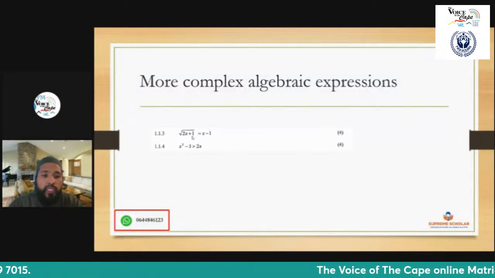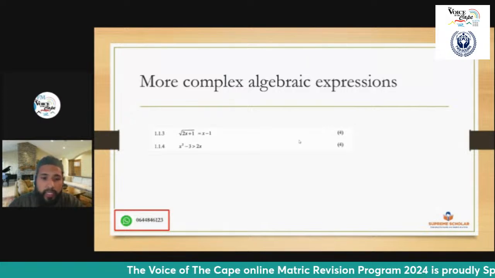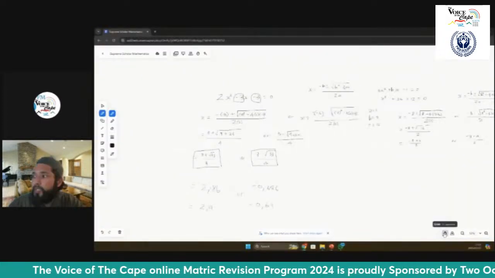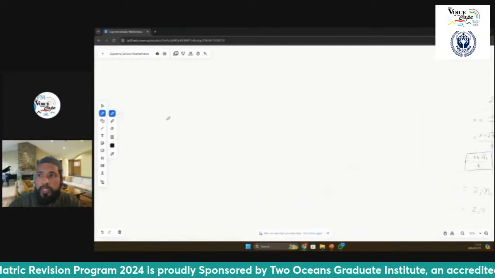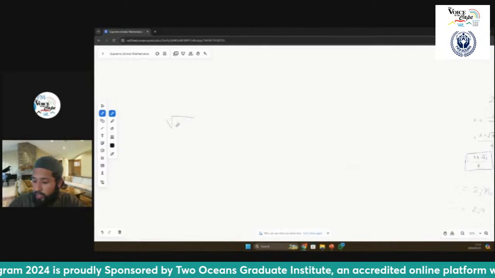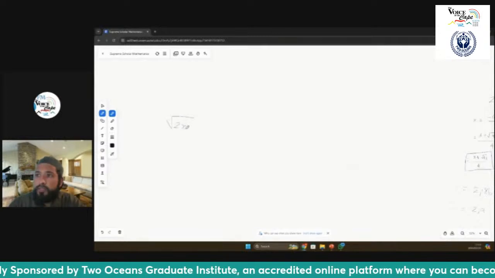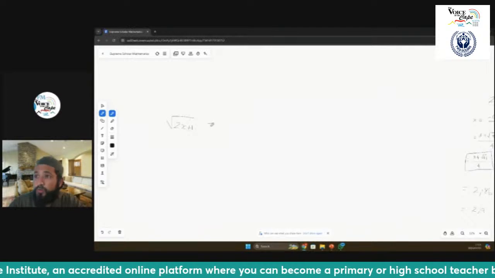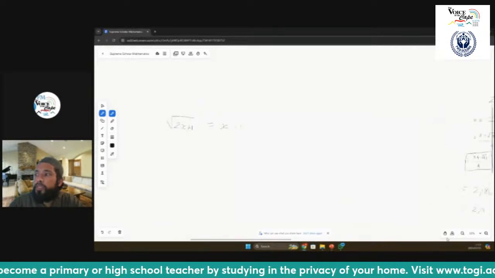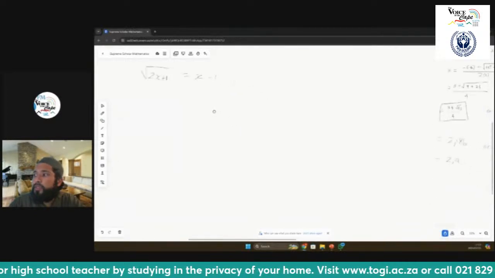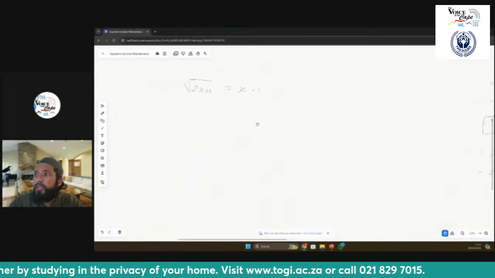Square root of 2x plus 1 is equal to x minus 1, and that's worth 4 marks. So let's just get our hands dirty a little bit and solve that question. So we have that question, which is the square root of 2x plus 1 is equal to x minus 1. Okay. So how do we go about solving this question? Let's just make it nice over there. Okay. Let's have a look at that.